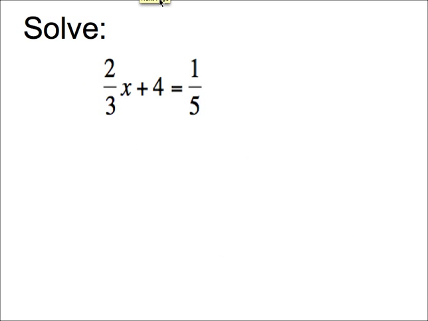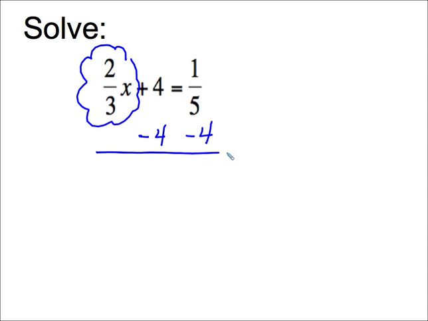Okay, let's look at another one with the fraction. I don't know why there's so much fraction stress, but there is. Once again, no parentheses to get rid of. Awesome. No like terms. Sweet. Next thing, we want to get rid of the addition and subtraction. This is attached to the x, so we're going to wait till I do that last. So we need to get rid of this 4, so we'll subtract 4 from both sides.